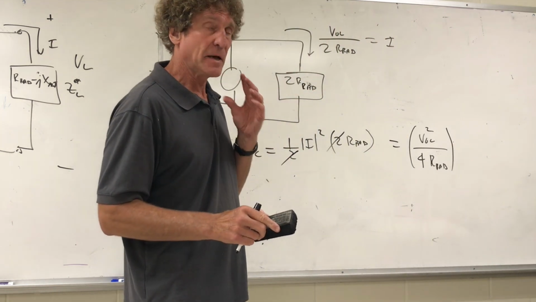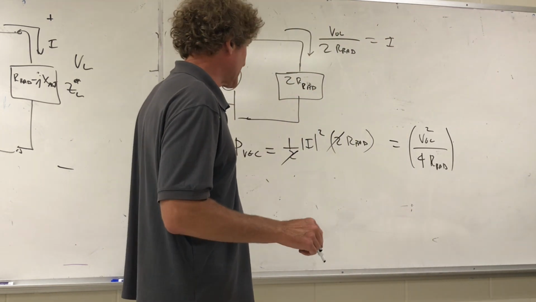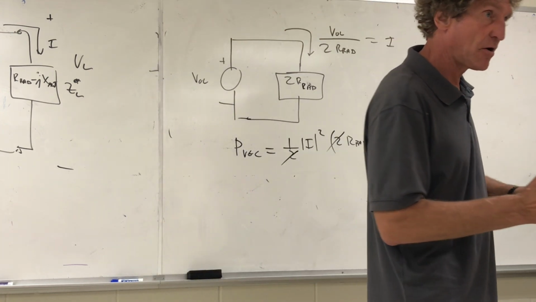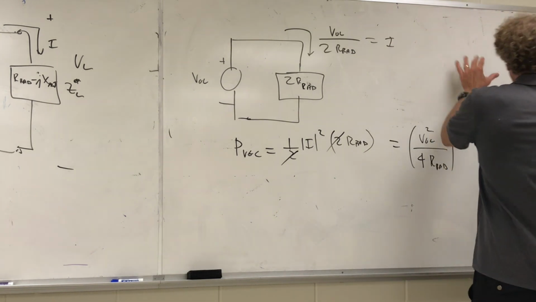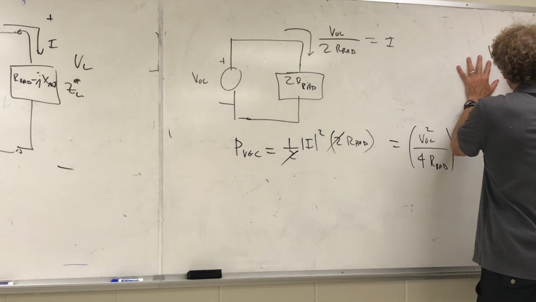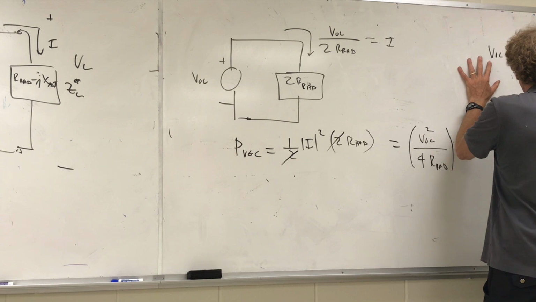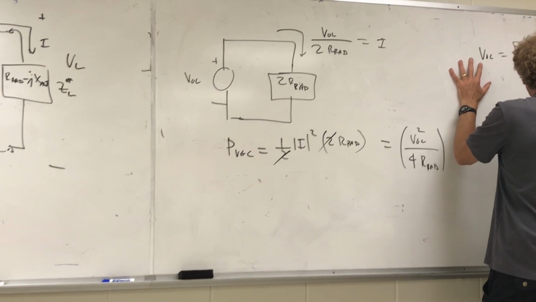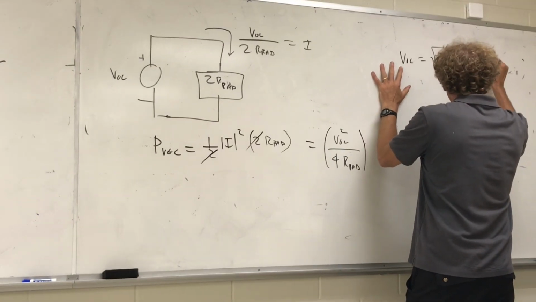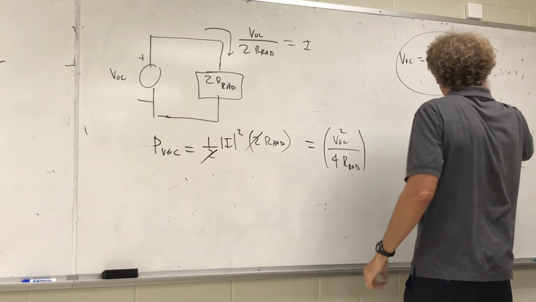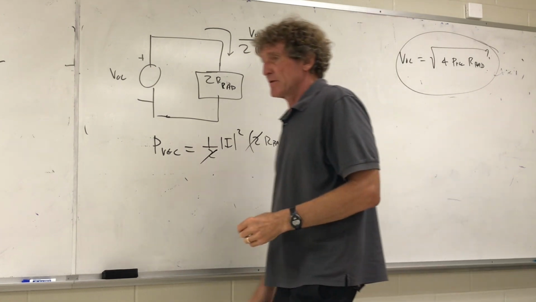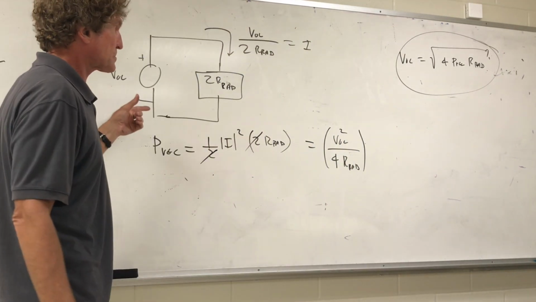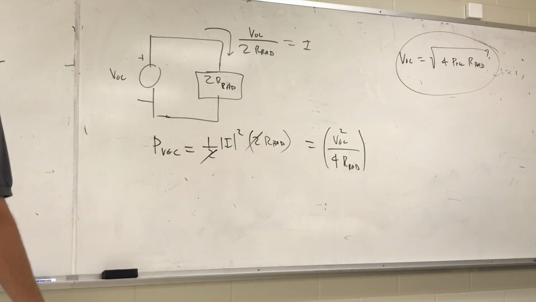And here's the real thing. Make sure you understand this. When I want to find out what V open circuit is, which is the key that will allow you to solve for any given load, you find out that V open circuit is equal to the square root of 4 times the received power times R rad. And that has nothing to do with the reactive value of the antenna impedance. So you get P received coming in, right through the antenna.